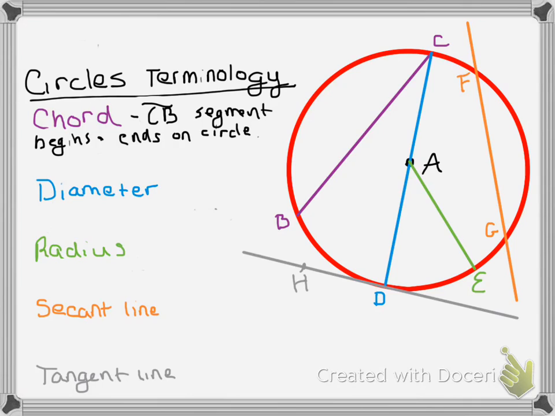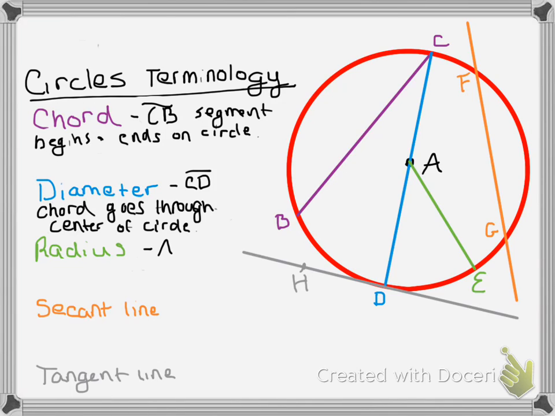Now, a diameter is actually a special type of chord. So look at what a diameter is. You see that it's the blue line. I know that you have seen diameters before. A diameter, in this case CD, is a chord that goes through the center of the circle. And of course, a radius, which I know you've all heard of, is half of the diameter. So here our radius is AE, and it's half the diameter. It goes from the center to the edge of the circle.